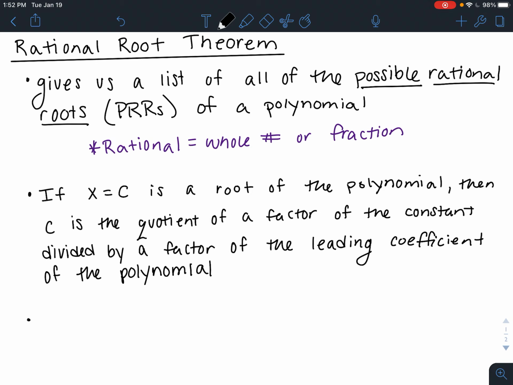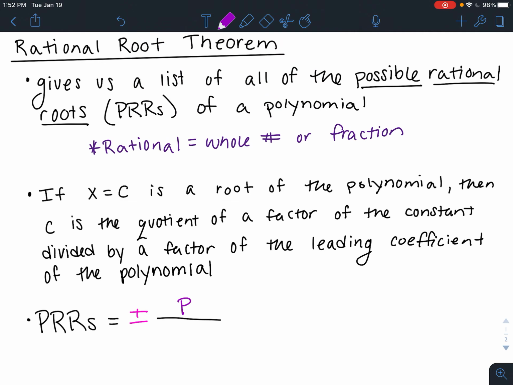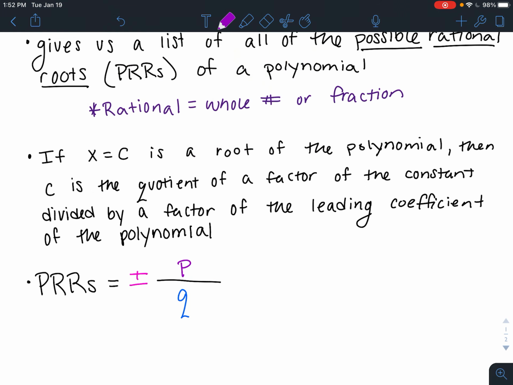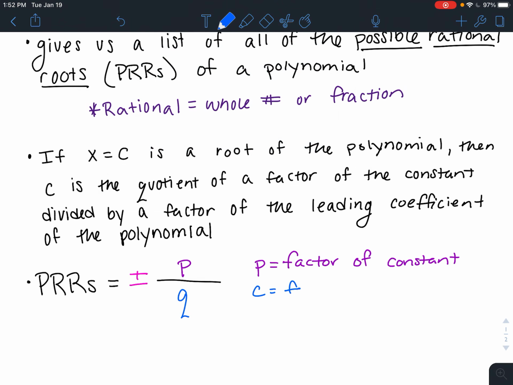So our possible rational roots, our PRRs, are equal to plus and minus, right, so it can be a positive or a negative value. And then I call these P's over Q's. So P is a factor of the constant, and then Q is a factor of the leading coefficient.